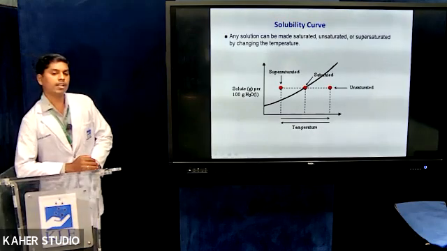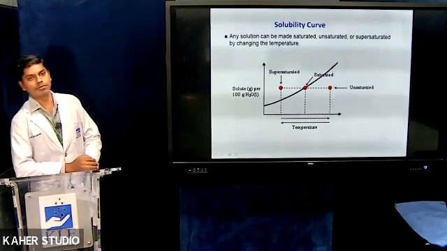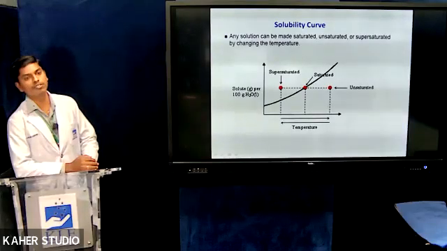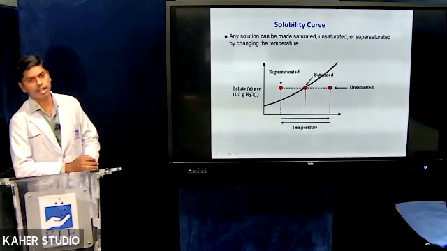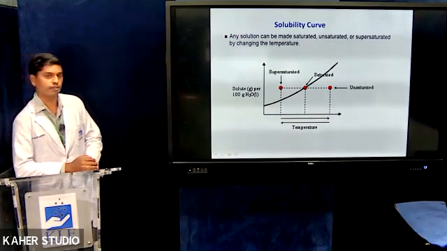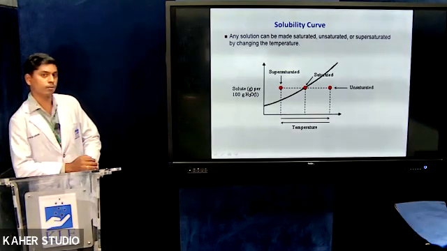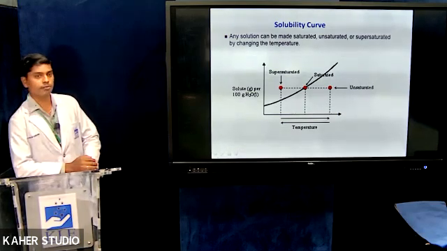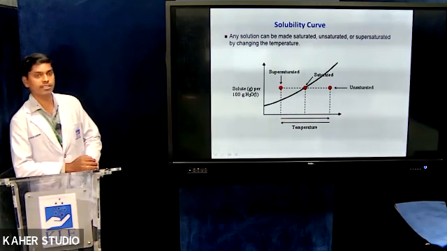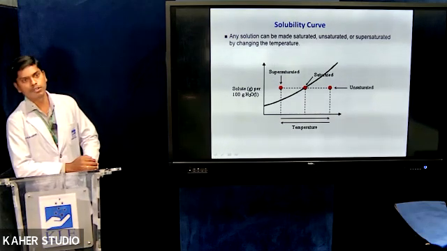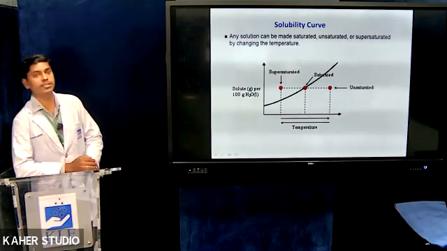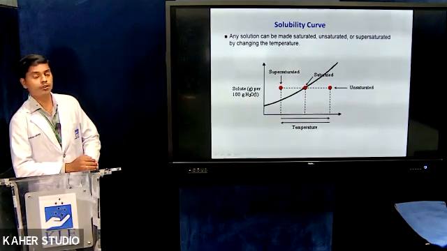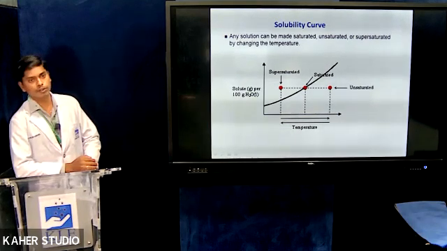So this is the graphical representation of the solubility curve. The solubility curve explains the relationship between the temperature and the solubility of the given drug. Whenever the graph is plotted between the temperature and the solubility of the given drug, we obtain a solubility curve. Here in the graphical representation, we can see three terms: supersaturated, saturated, and unsaturated. Any solution can be made saturated, unsaturated, or supersaturated by changing the temperature. So temperature has a wide effect on the solubility of the given drug.